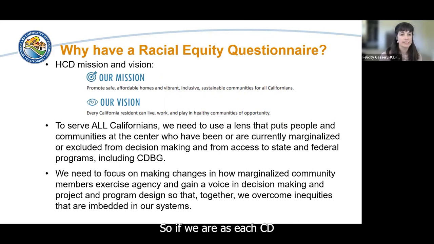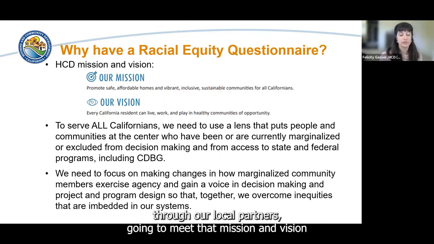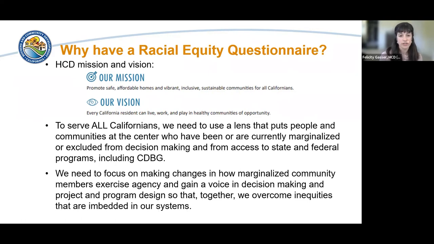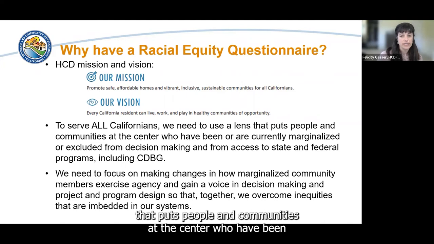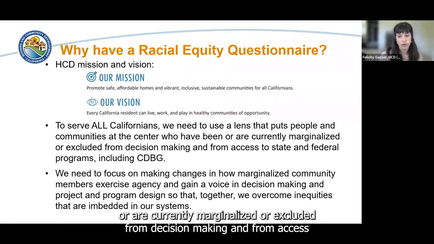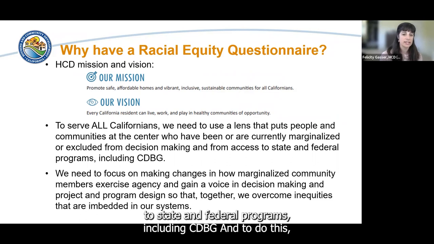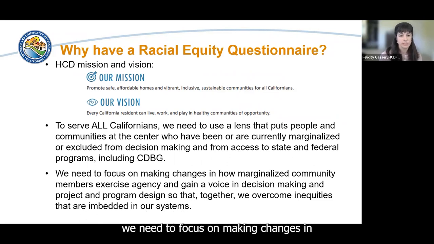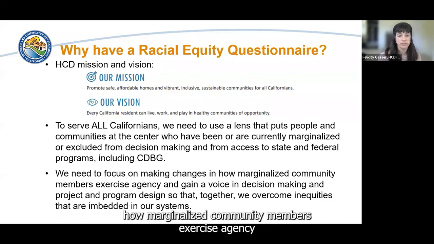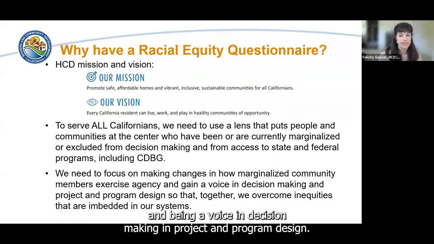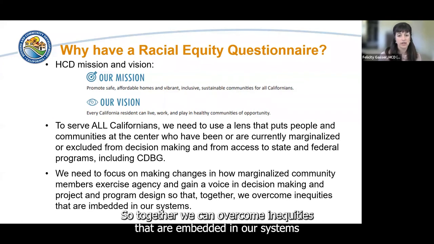If we are, as HCD, through our local partners, going to meet that mission and vision to serve all Californians, then we need to use a lens that puts people and communities at the center who have been or are currently marginalized or excluded from decision-making and from access to state and federal programs, including CDBG. And to do this, we need to focus on making changes in how marginalized community members exercise agency and gain a voice in decision-making in project and program design, so together we can overcome inequities that are embedded in our systems.